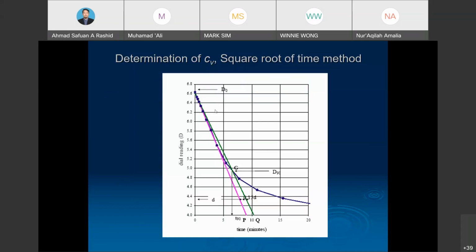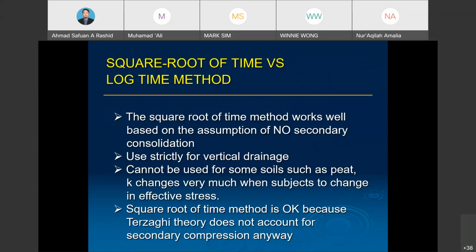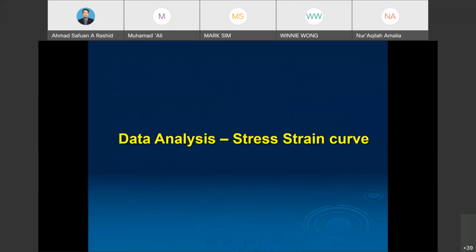We have two types of method to retrieve the CV value. The first one is by using the log scale, and the second one is by using the square root of time method. So we can only get the CV value. In order to have the full picture of the consolidation characteristics, we need to make use of all the results from all the sets of testing, and then plot them into either a normal graph or a log scale graph. We call this the data analysis stress.